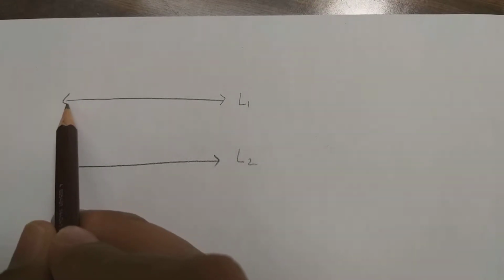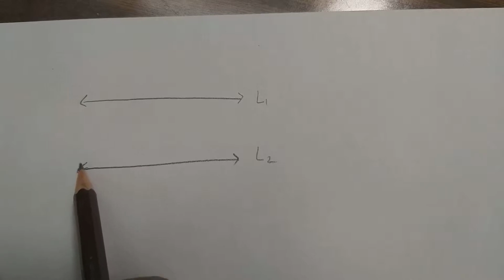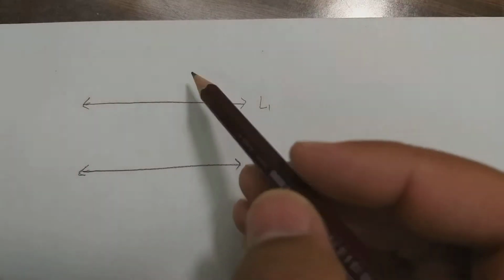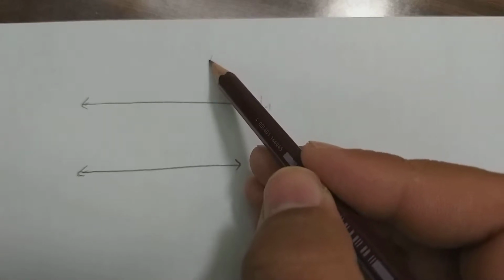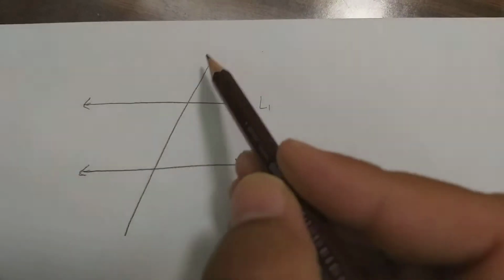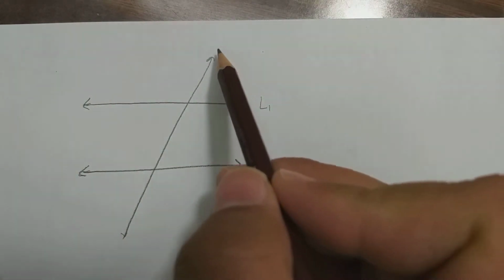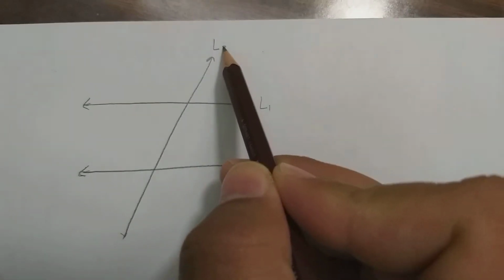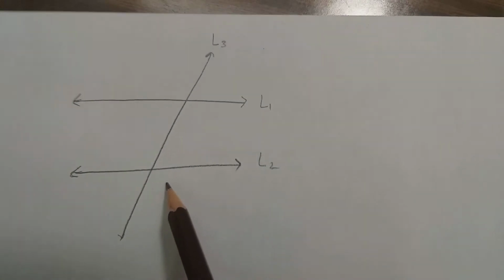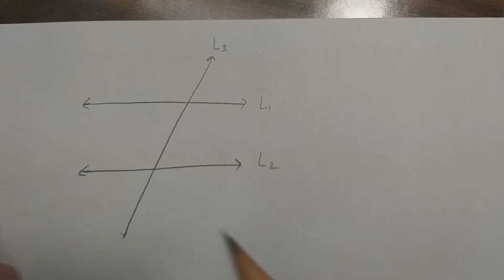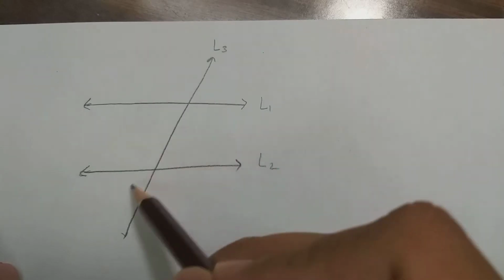Parallel lines means the lines which never intersect; they move along each other. And there is a line which is called the transversal line, which intersects these two lines and makes some angles.